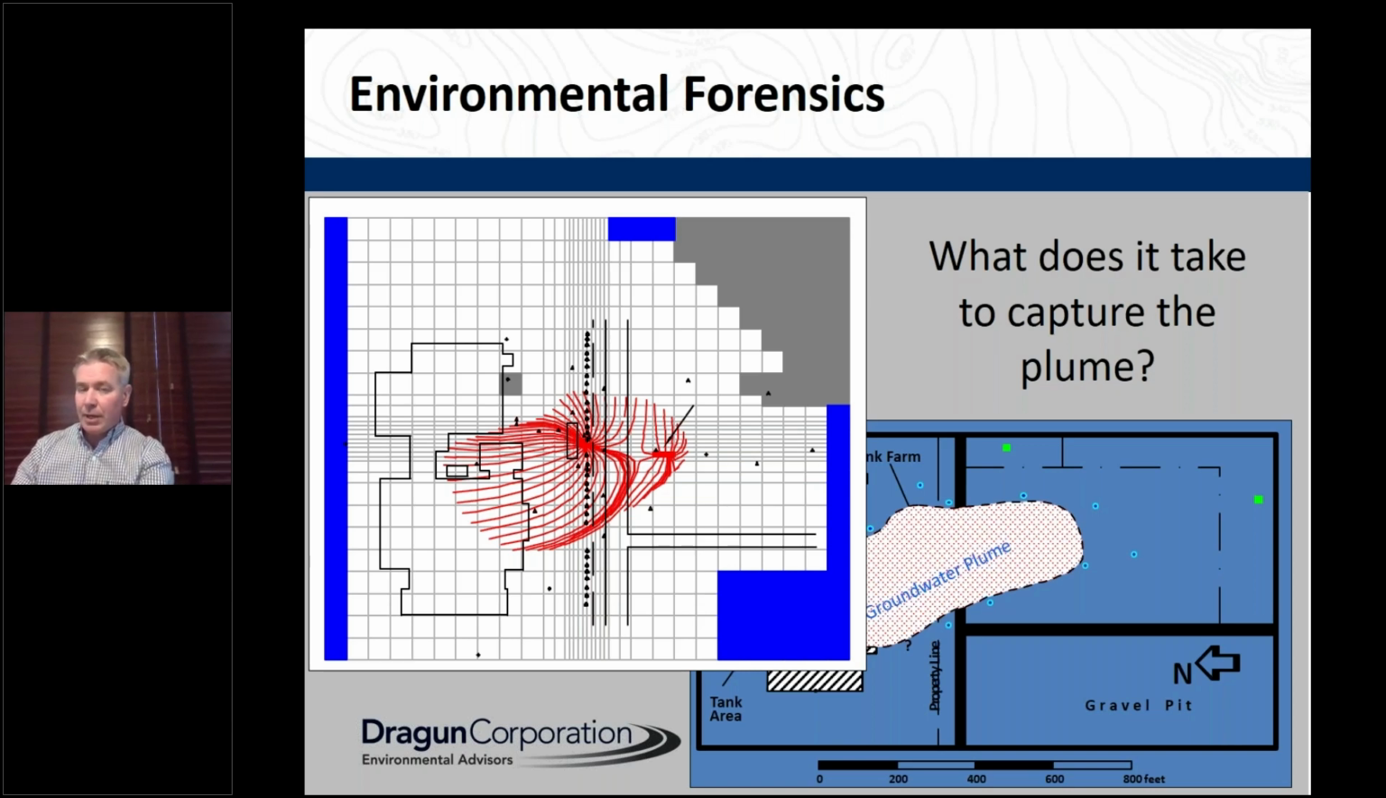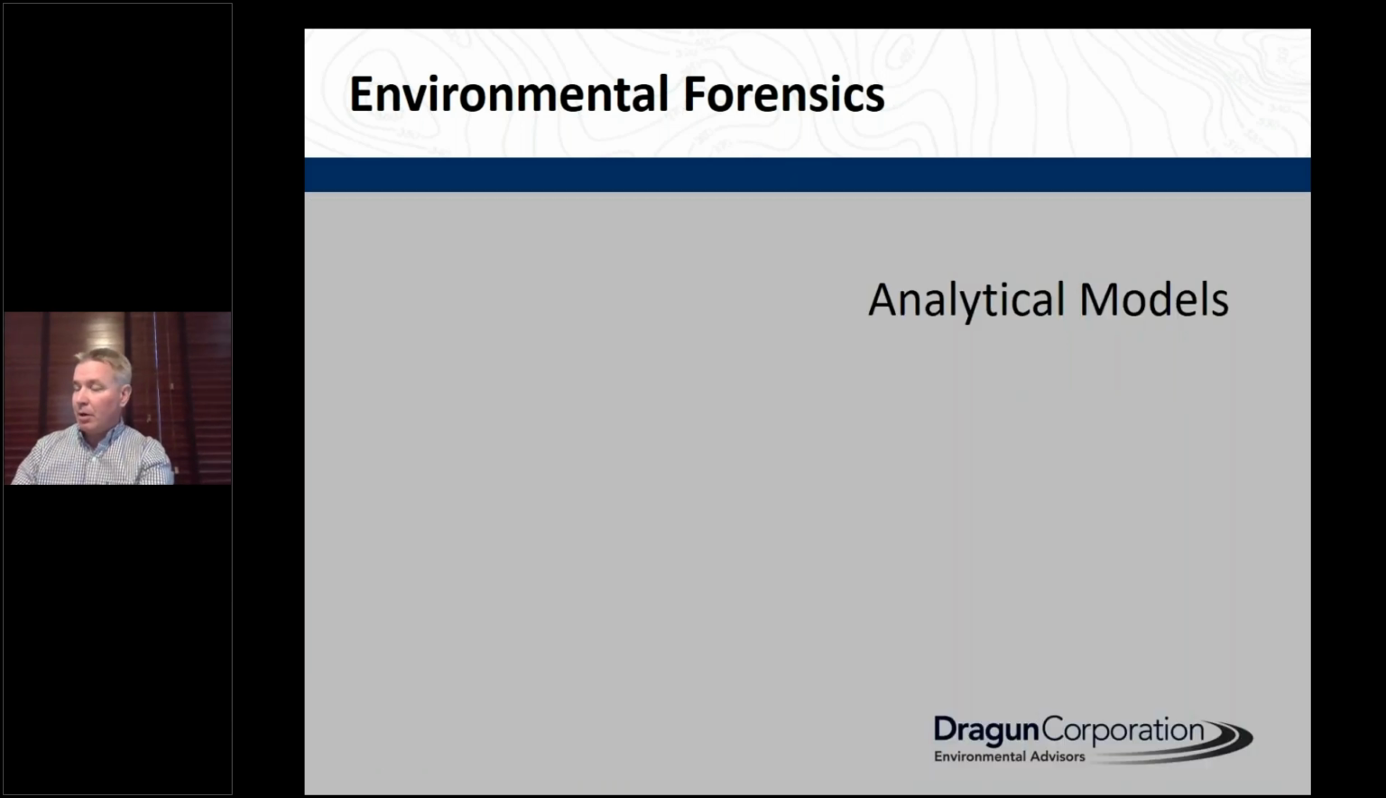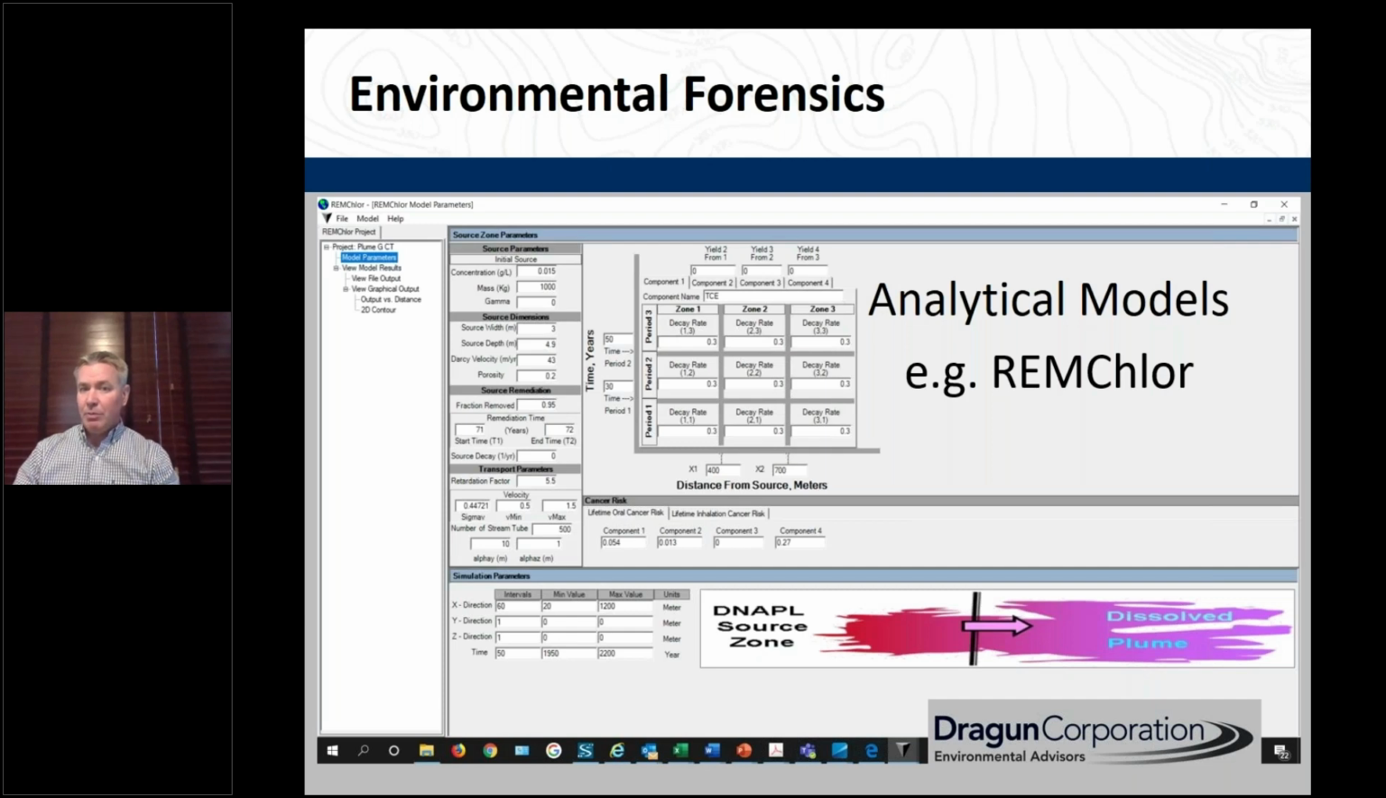So a little earlier, I talked about analytical models. Another type of model we can use to evaluate contaminant transport and remedial options. This one I'm showing is called REMChlor, and it's an Excel-based model that can be used to model contaminant transport over time under different transport conditions. One use of this model that's particularly helpful is to evaluate the effectiveness of a source remediation on a downgradient plume. Using this type of model, we can quickly evaluate cost effectiveness of different strategies for source remediation.